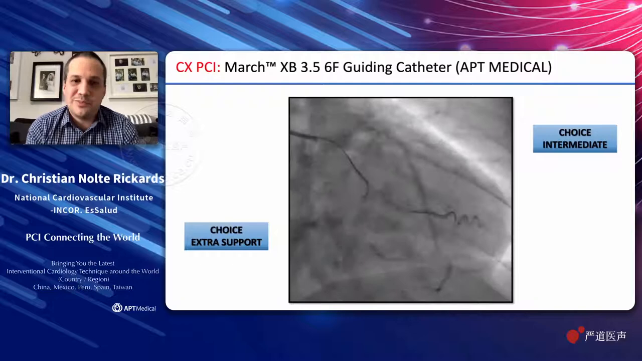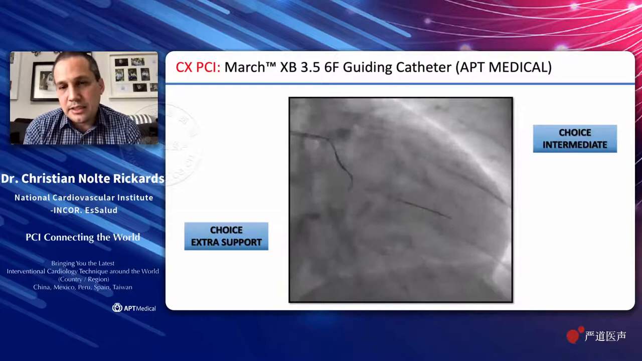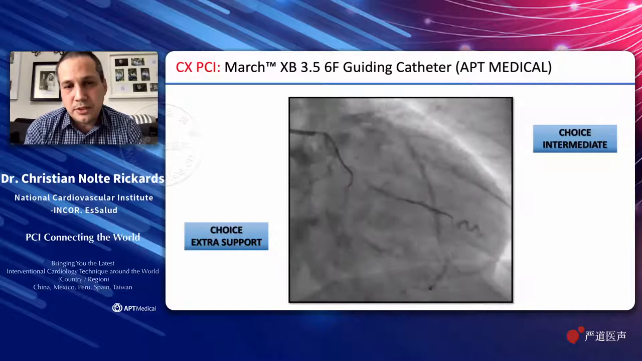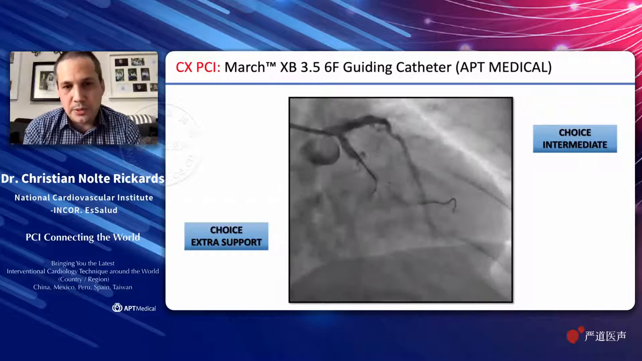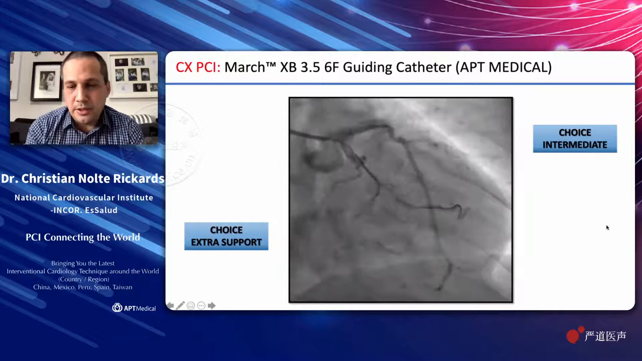So we started the angioplasty, getting that Choice Intermediate guide wire into the distal part of the first marginal. And then we tried to go down to the distal circumflex with this Choice Extra Support guide wire. But we had many difficulties at this point to get down the guide wire. So we changed it for a floppy wire at that point, and we used a Choice Floppy.